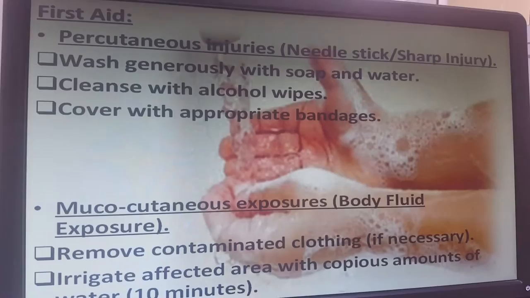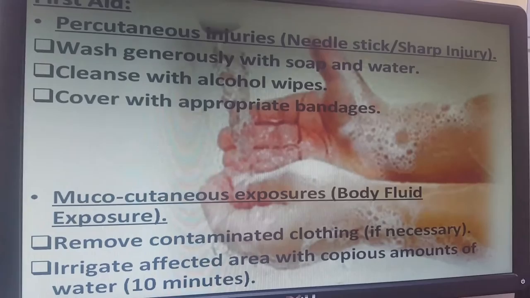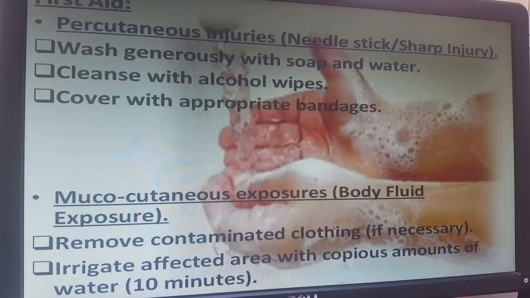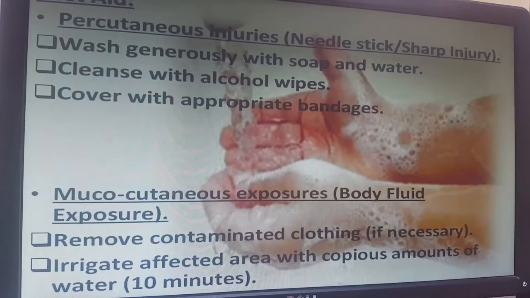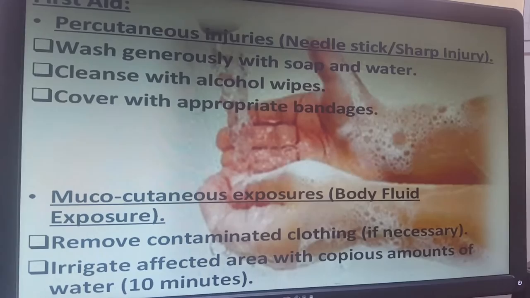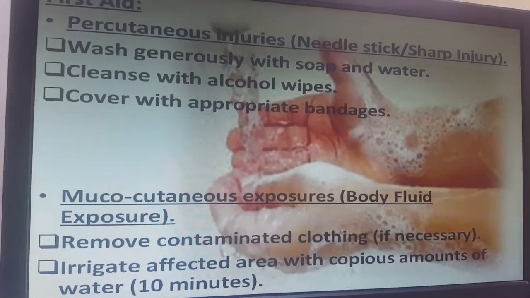We can say first aid. Wash your hand immediately. If you got a needle break, you have to run to the water. Wash your hand with soap and water. Clean with alcohol gel, and do the right sequence for cleaning your hand with alcohol. Don't push the injury site to bleed. Leave the bleeding to come normally. Cover with an appropriate bandage.